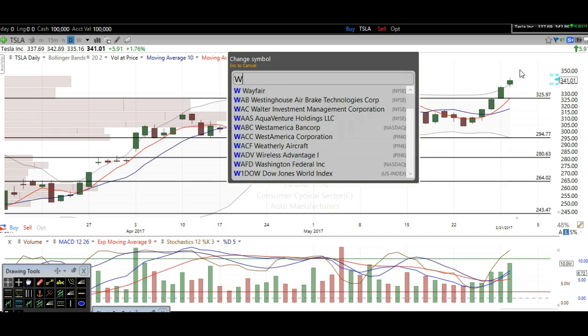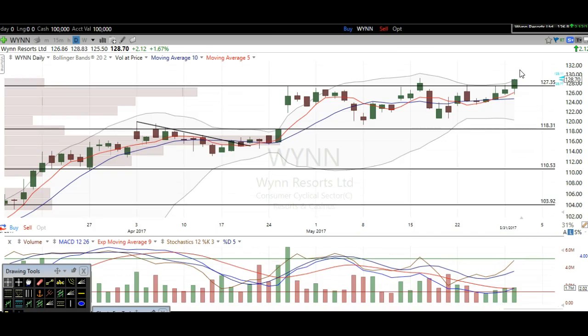Next one we're going to take a look at is Wynn. And Wynn had a nice little breakout over this resistance. You can see it was resistance several days right here, right there, right here, several days, the last 2 trading days, and then we broke over that today with some pretty decent volume as well, about just above the average amount of volume.